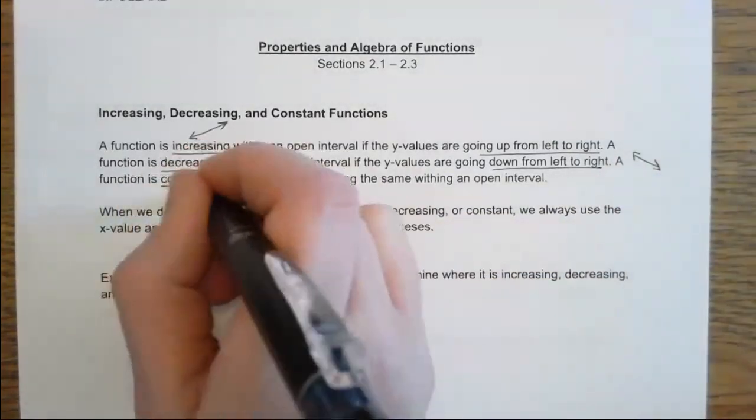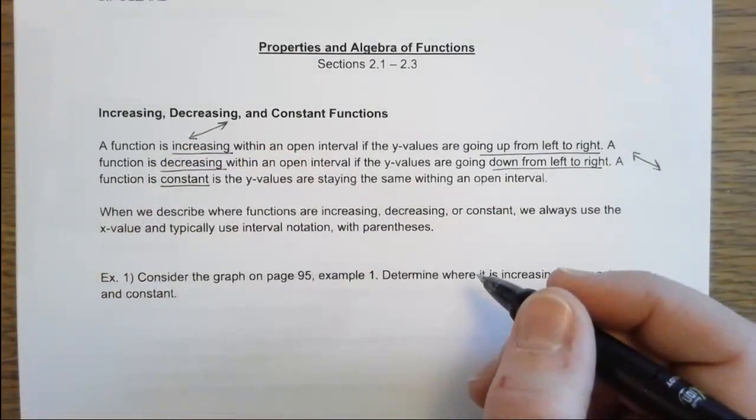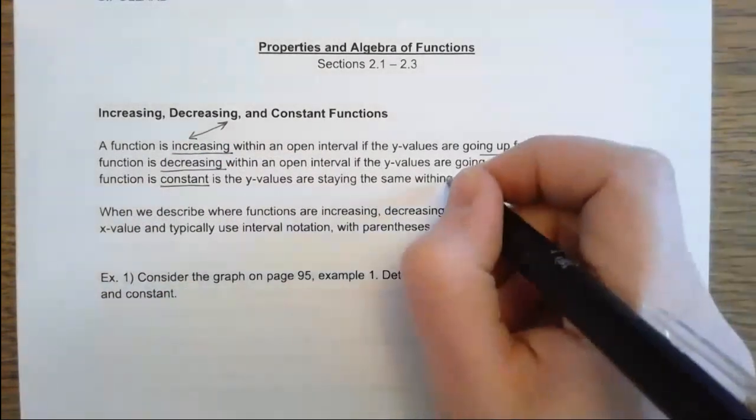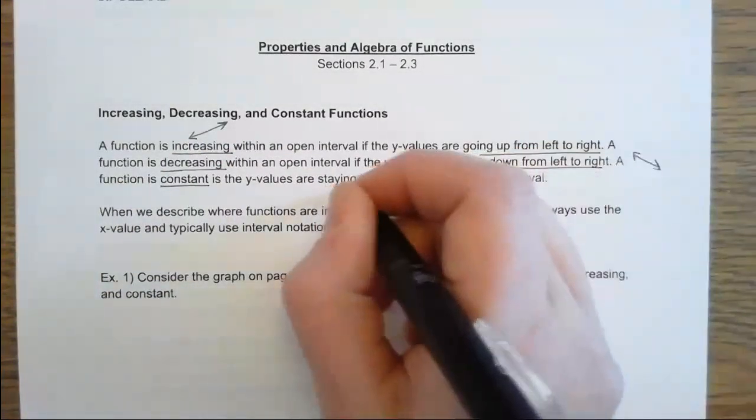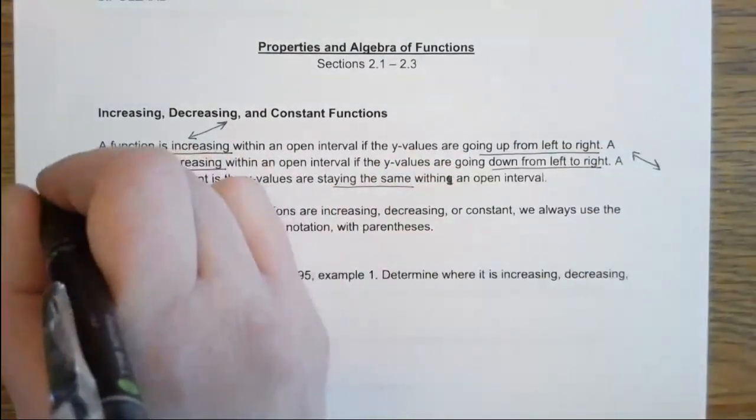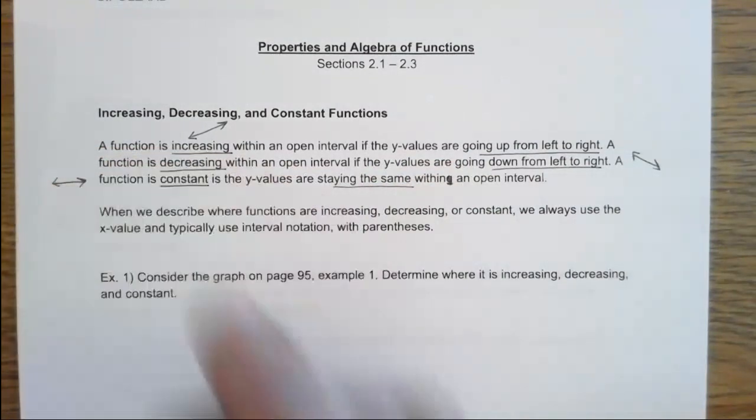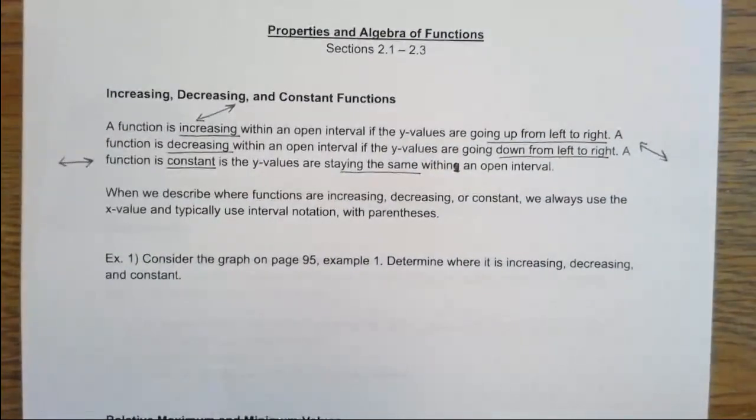And then a function is constant if your y values are staying the same within the open interval. So your constant graph will be perfectly flat, like a horizontal line, again, just for that part of the graph. So we're going to look at more complex examples here that are curves where some parts of the graph may be increasing, decreasing, or constant, whereas with a linear function, it's always the same trend for the whole line.